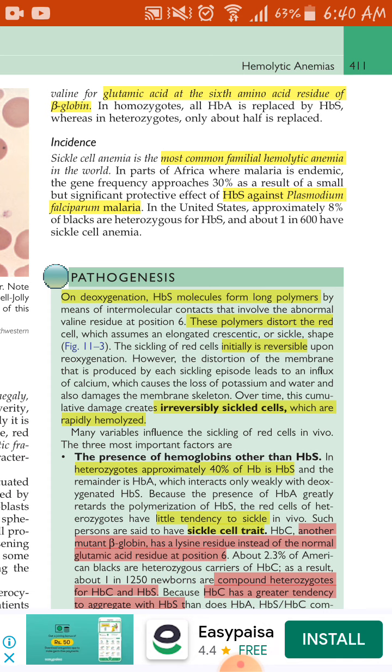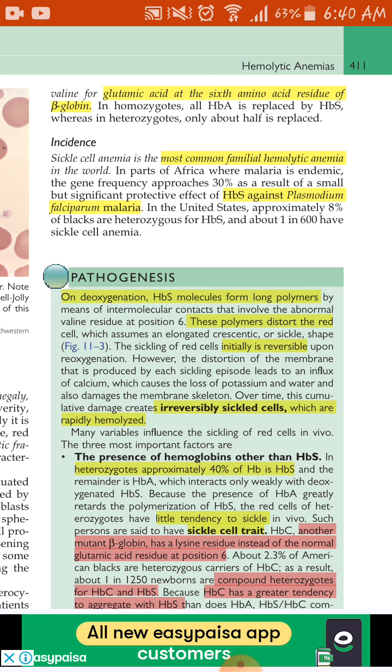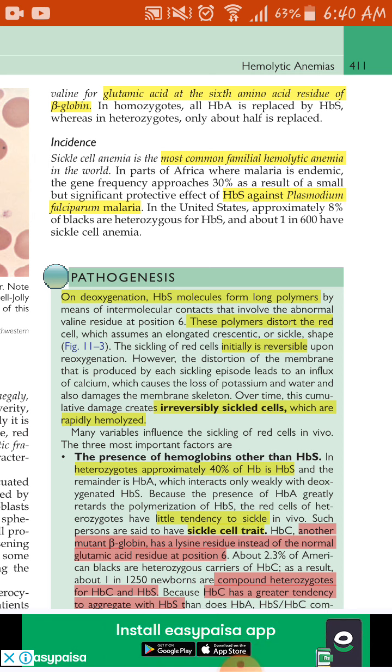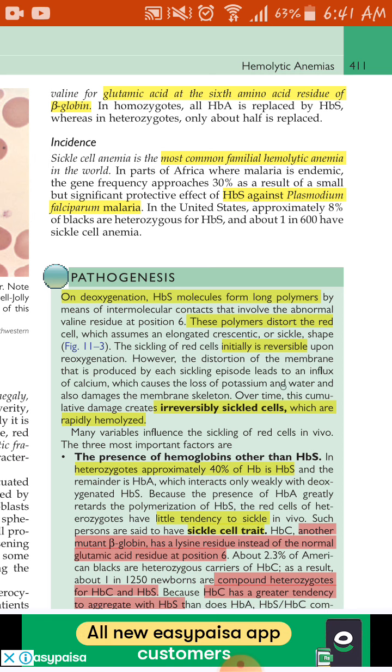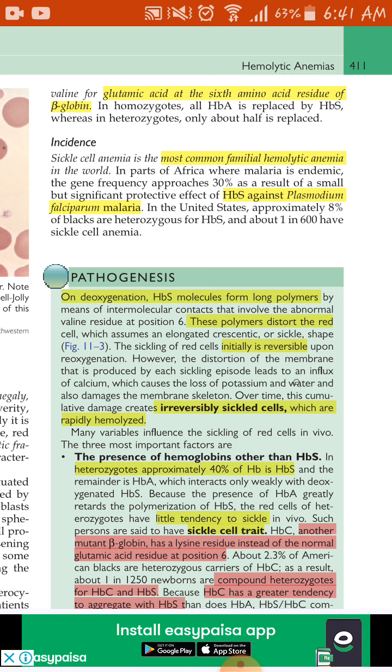Now, initially when there is change in the shape of the red blood cells, or there is initial sickling, then this initial sickling is reversible. That if we provide oxygen to the red blood cell, then this sickling can be reversed. But with the passage of time, when there is sickling, there is influx of calcium inside the red blood cell, and at the same time there is efflux of potassium and efflux of water. So continuously when there is efflux of potassium and water, then the cell becomes highly dehydrated, and there is permanent damage to the cytoskeleton of the red blood cells, so they become irreversibly sickled cells.